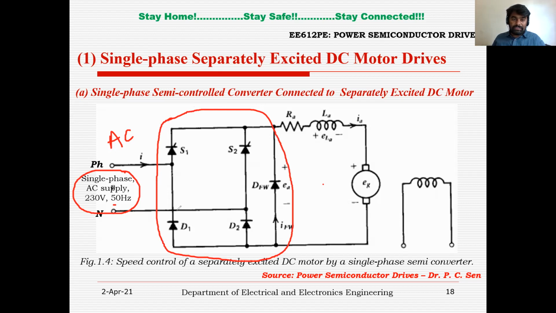Okay, so now I can say it is a symmetrical semi-controlled converter because leg A is having one thyristor S1 and one diode D1. Similarly, leg B is having one thyristor S2 and one diode D2. So each leg is having an equal number of diodes and thyristors. So it is called a symmetrical semi-controlled converter, right? So now it is a single phase supply, semi-controlled converter. Here you can see the semi-controlled converter. Thereafter, it is connected to a separately excited DC motor.